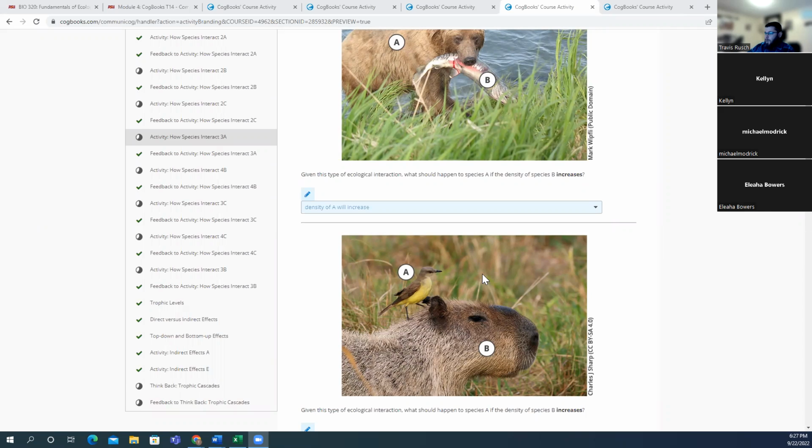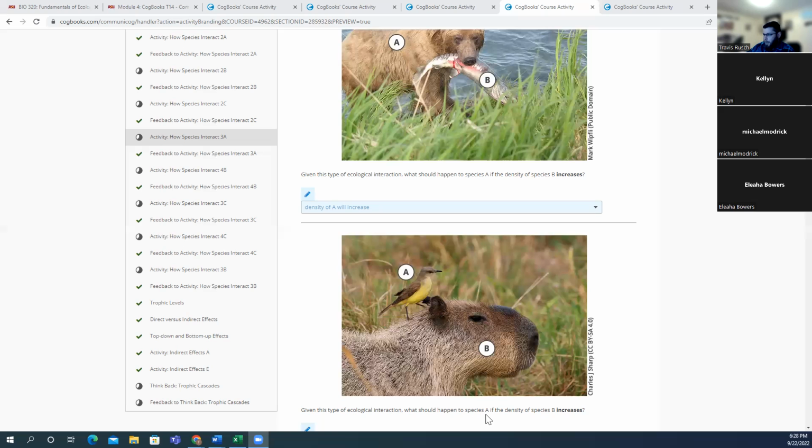Mutualism, right? This is a capybara and some type of bird. The bird eats the bugs off of the rodent, and the bird gets food from it, and the capybara gets rid of the pestiferous insects that are biting it. So they both benefit. So now if we go to the question, what should happen to species A?